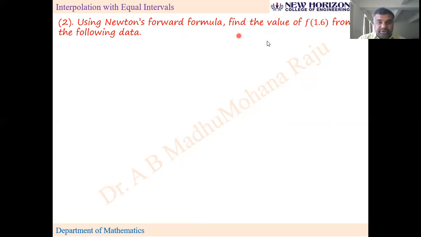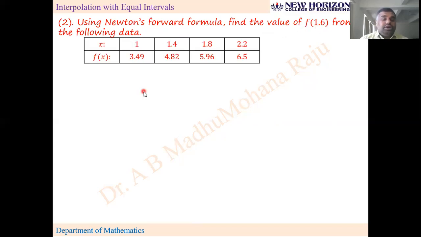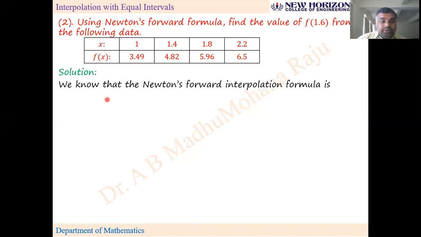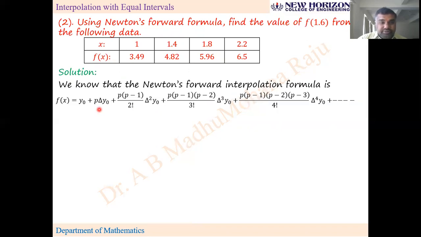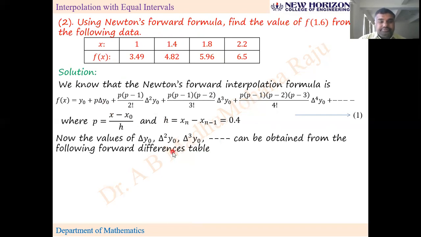Using Newton's forward formula, find the value of f of 1.6 from the following data. The points given are 1, 1.4, 1.8, 2.2, and it is asked to find 1.6. The formula is mentioned, Newton's forward formula. We know the Newton's forward interpolation formula; take it as equation 1, list out what is p and what is h. Then calculate these differences using the difference table.